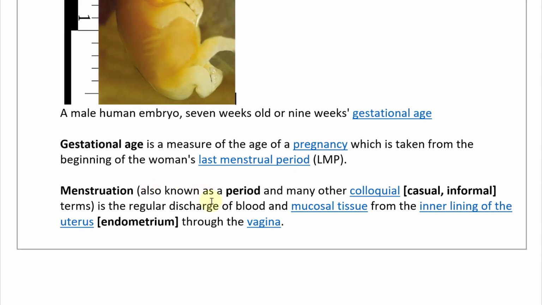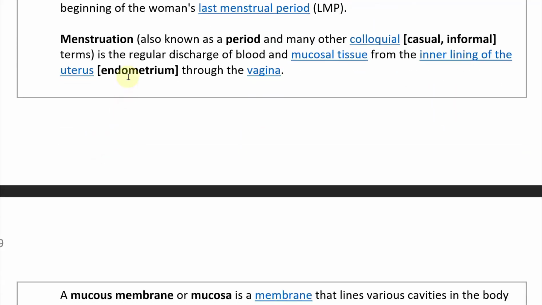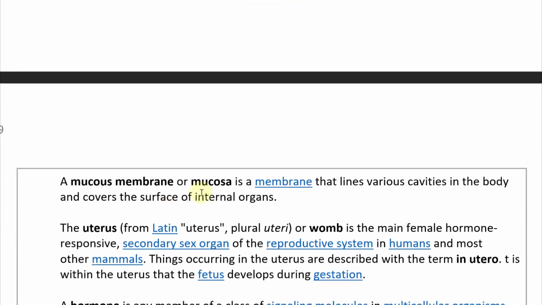So menstruation, also known as a period, and many other colloquial, in other words, casual, informal terms, is a regular discharge of blood and mucosal tissue from the inner lining of the uterus, called the endometrium, through the vagina. A mucous membrane or mucosa is a membrane that lines various cavities in the body and covers the surface of internal organs.